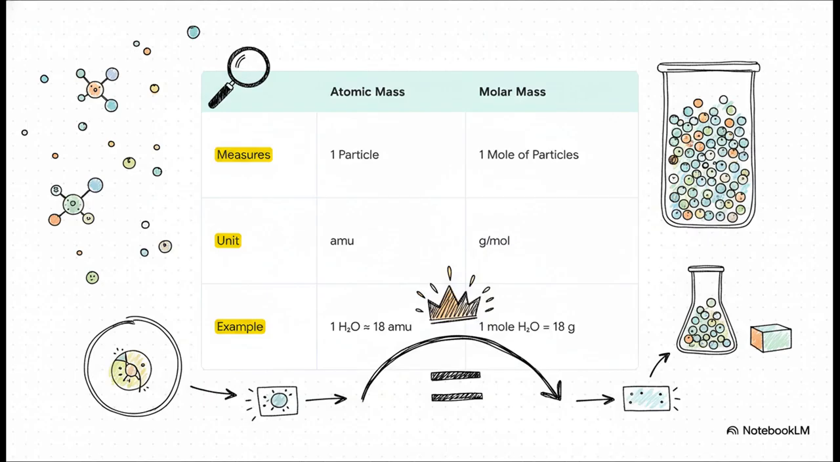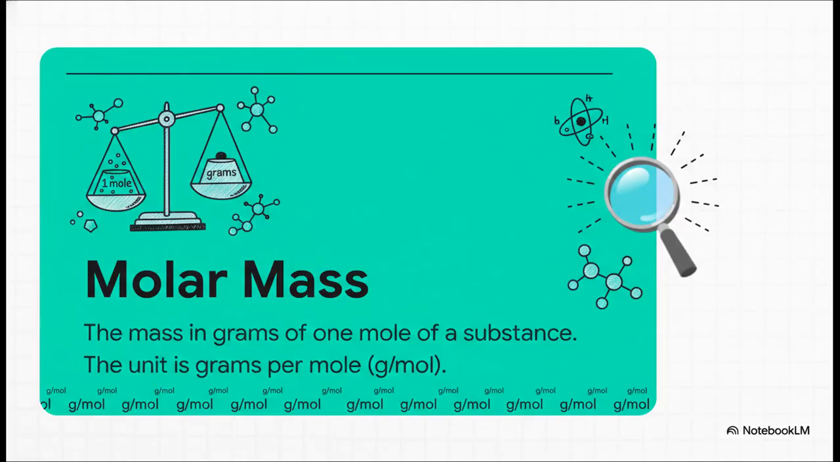One water molecule weighs 18 AMU. A whole mole of water molecules weighs 18 grams. That's it. That's our bridge from the invisible atomic world to the world we can actually measure. So molar mass is just the answer to a very practical question. If I need 1 mole of this chemical, how many grams of it do I need to weigh out? The unit, grams per mole, tells you everything you need to know.